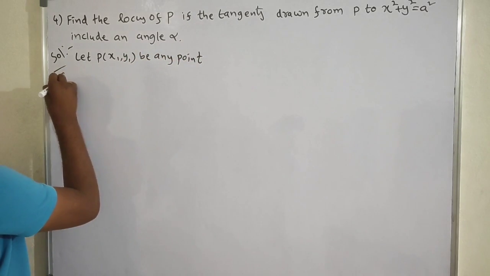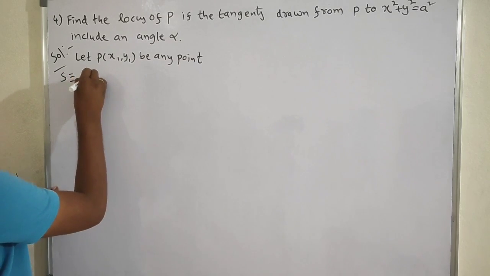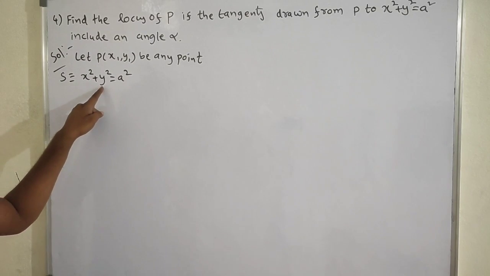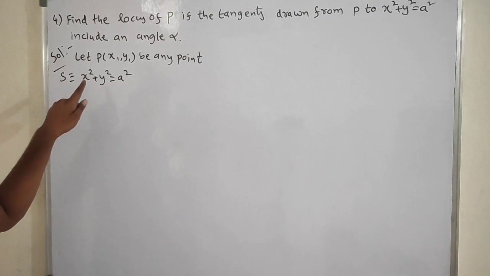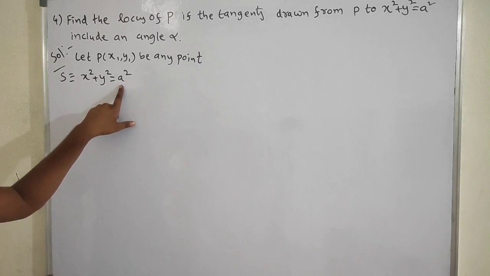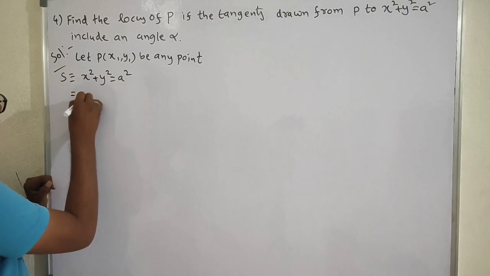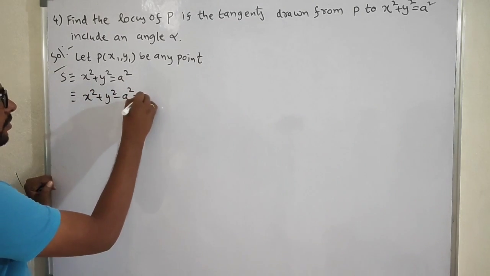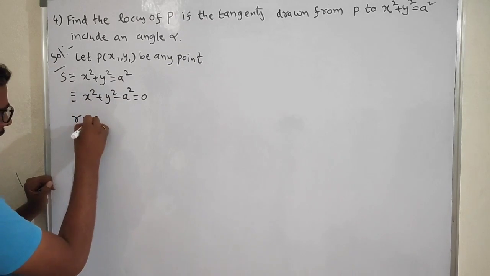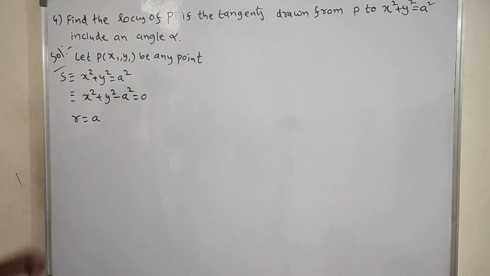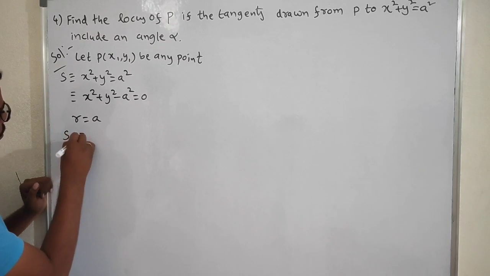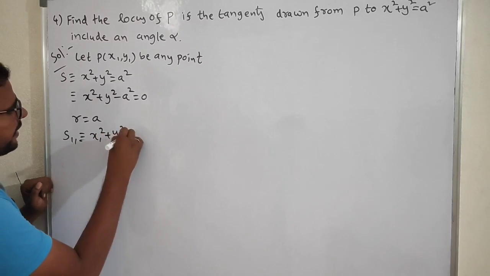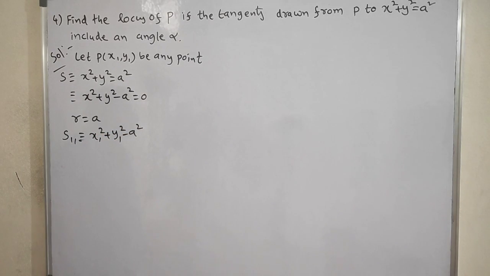And what is S given? Let S is equals to x square plus y square is equals to a square. It is in the form of x square plus y square is equals to r square. Equation of circle with center 0, 0 with radius a here. So we can write x square plus y square minus a square is equals to 0. Here radius is equals to a, and find S11. S11 is equals to x1 square plus y1 square minus a square.